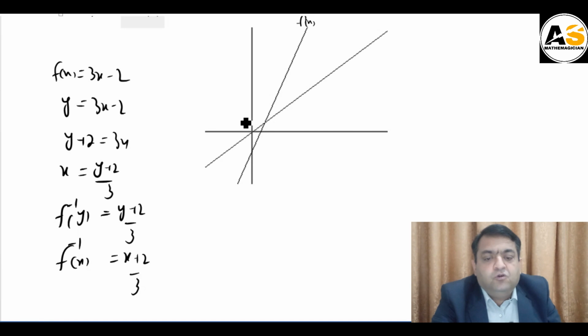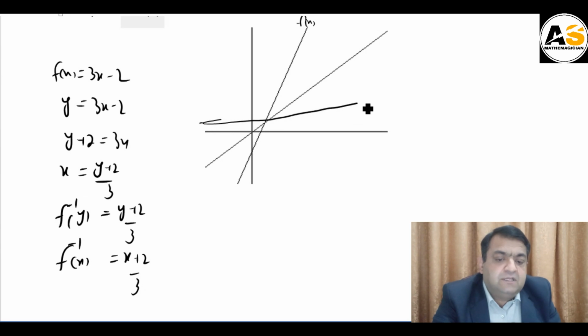What we have to do? We have to find its inverse graph, which will be simply the image of this line about the line y is equal to x. You can draw this graph by taking any 2 points.